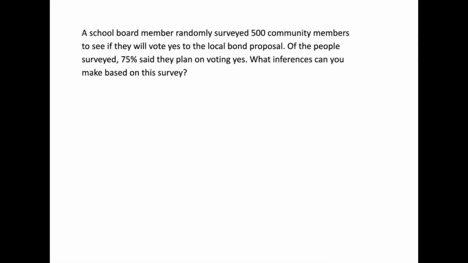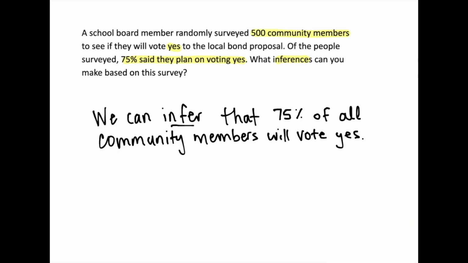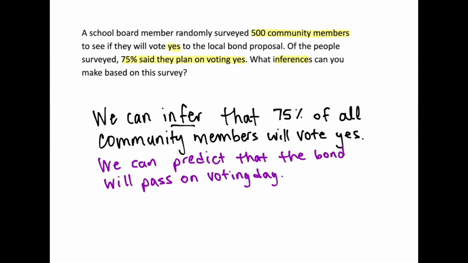Let's go through one final problem. It says that a school board member randomly surveys 500 community members to see if they will vote yes to the local bond proposal. Of the people surveyed, 75% said they plan on voting yes. What inferences can you make based on this survey? Well, what do you think? Well, we can infer that 75% of all community members will vote yes. We can then predict that the bond will pass on voting day.